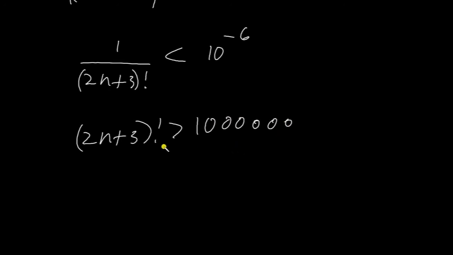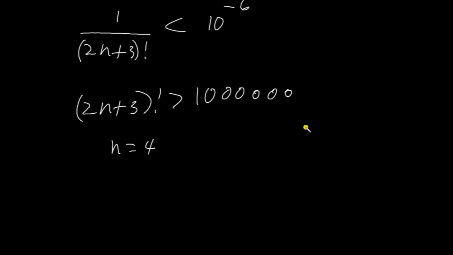And then the question is now, what value of n do I plug in here to get the 2n plus 3 factorial to be greater than a million? There's no shortcut or anything. You just gotta plug in different values of n until you get one that works. So if you try n equals 3, for example, you'll get 9 factorial, and that's not enough. If you plug in n equals 4, you'll get 11 factorial. That is enough. 11 factorial is bigger than a million. So n equals 4 is the lowest value of n that satisfies this criteria, lowest integer value of n.